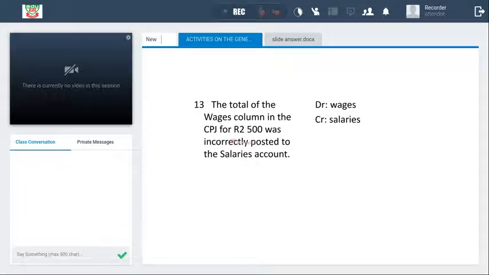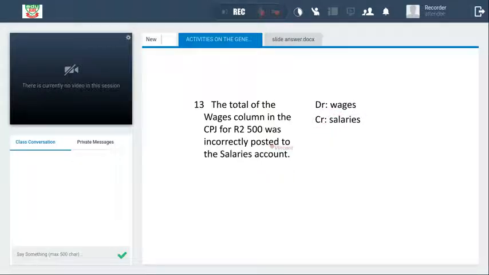Number 13, the total of the wage column of the CPJ for 2,500 was incorrectly posted to the salary account. No, not salary. There's a difference between wage and salary. So now, what do we do? First, let me explain the difference. We know that a wage is normally paid to someone who does piece jobs or is paid hourly. Wages are received weekly or fortnightly. The salary is a fixed amount that the person receives monthly. So they were supposed to debit the wages account. So we debit the wages and credit the salary account.